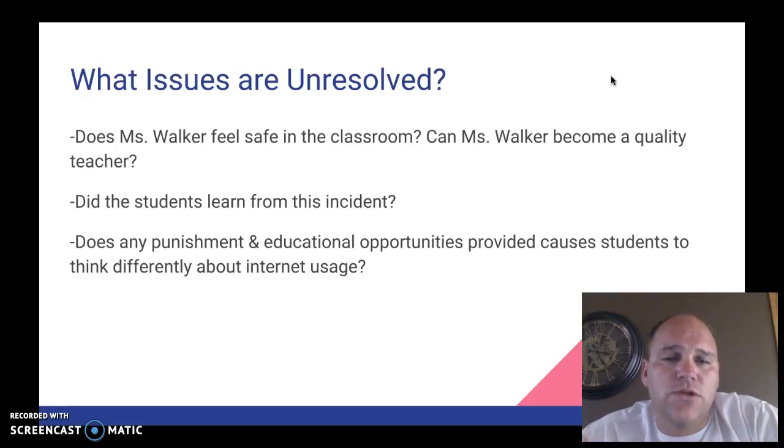Did the students learn anything from this incident? Have they grown as people, especially the ones that were directly involved? And does any punishment or educational opportunities provided cause students to think differently about how they use the internet, whether it's in terms of relating to staff or each other, or just in general what they access when they're online?